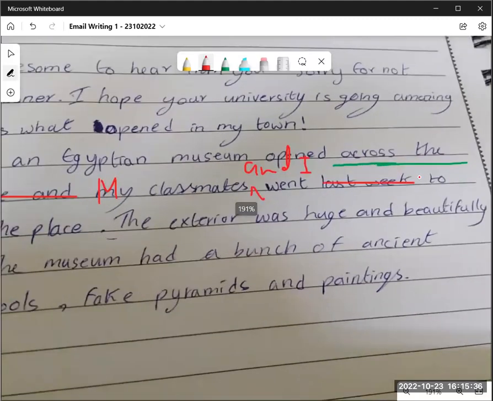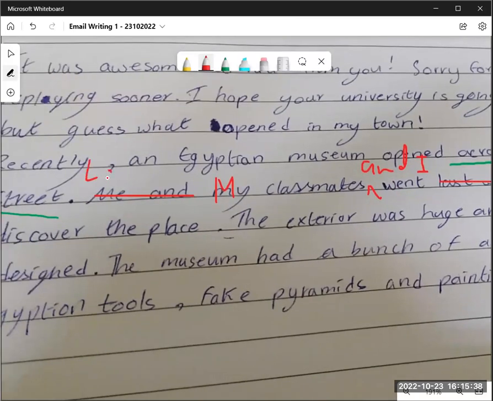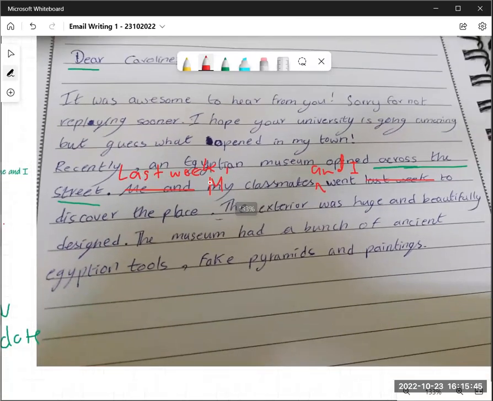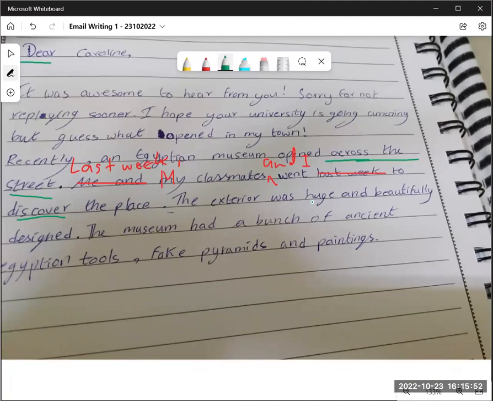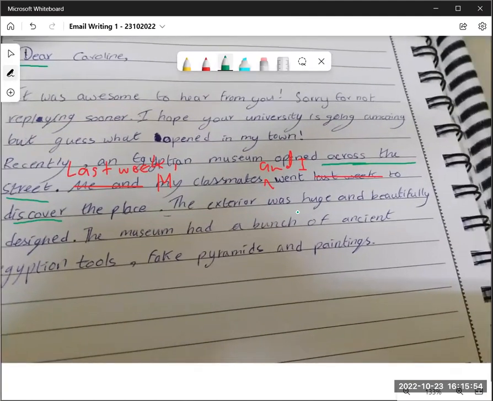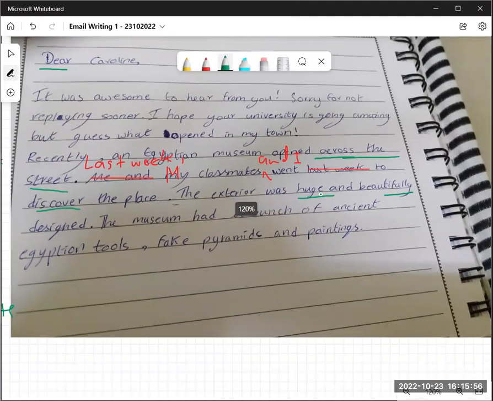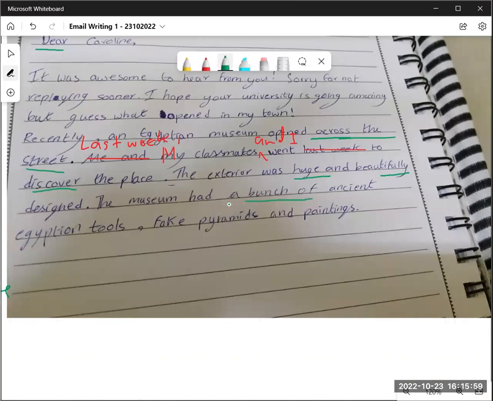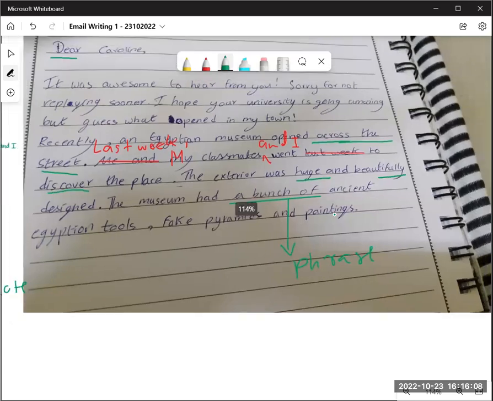Instead of saying last week here, we always start with a linking word. Let's say last week. Then we'll put a comma. That's a linking word. So last week, my classmates and I went to discover the place. That's good vocabulary. The exterior was huge and beautifully designed. That's good vocabulary again. The museum had a bunch of, that's a good phrase, ancient Egyptian tools, fake pyramids, and paintings.